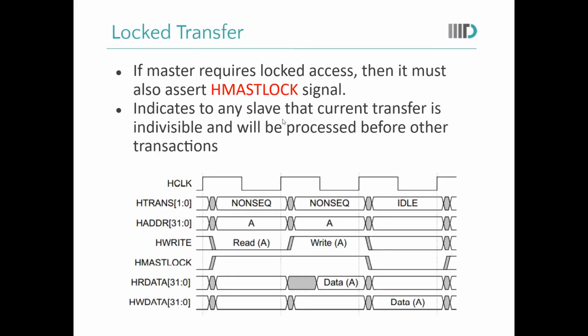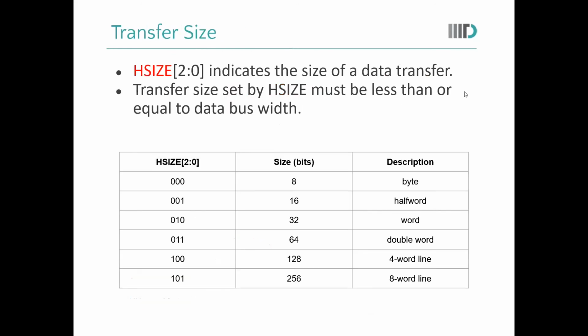In locked transfer, if the master requires locked access, it asserts the HMASTLOCK signal. When it is 1, the values go on in a continuous fashion. Typically it is not needed since the slaves read it in the order of the data sent. Now HSIZE indicates the size of the data transfer. For example, the value can be from 0 to 7. For a 32-bit bus, the values can be 0, 1, or 2.